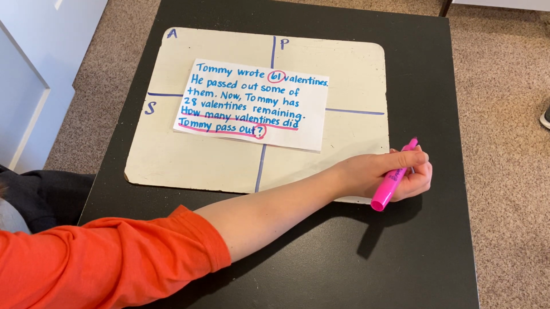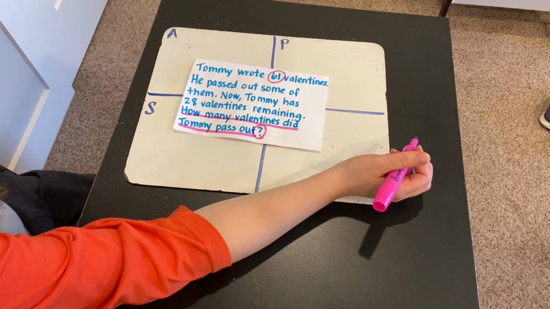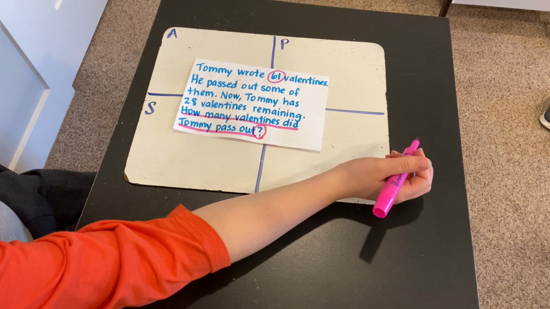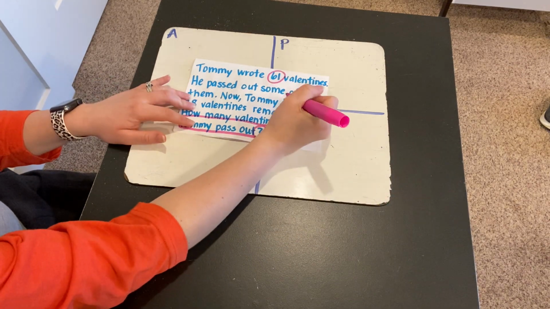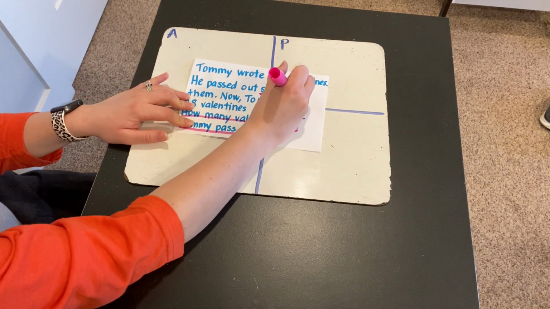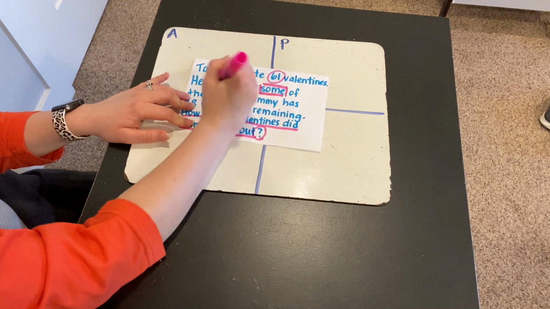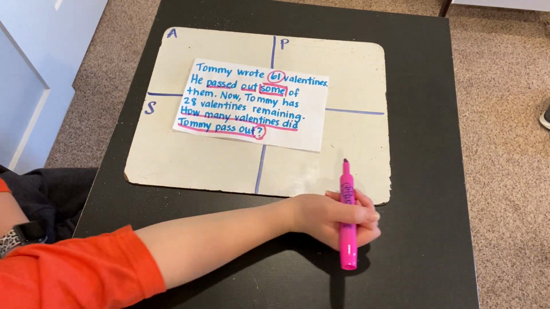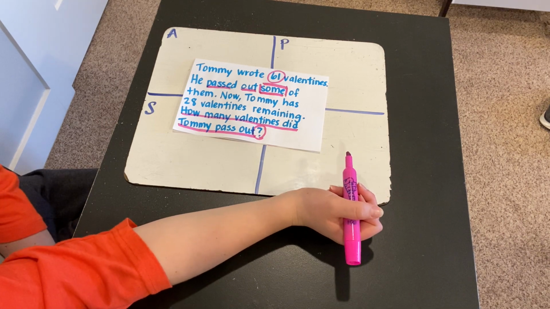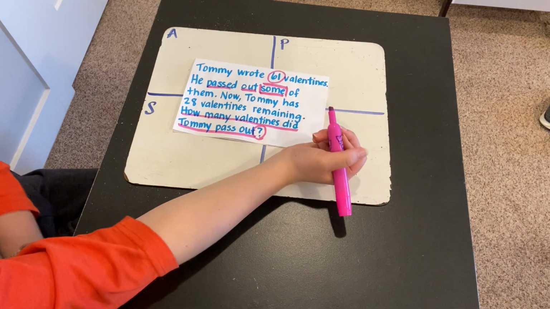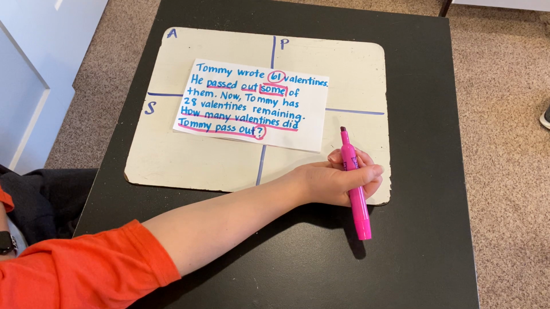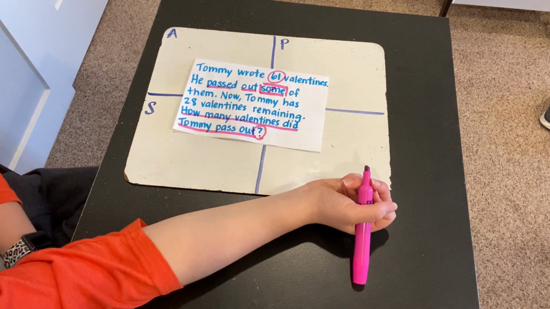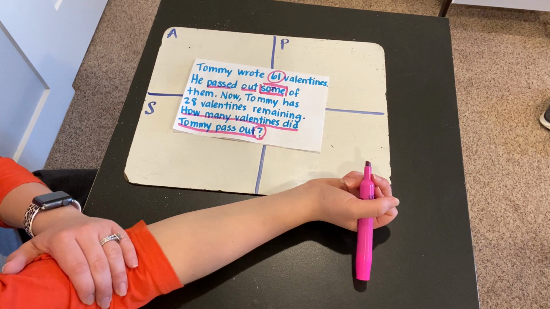Here's the next sentence. He passed out some of them. What is important there? He passed out some. And the words passed out are important too, because remember the question's asking us how many he passed out. Some is important because we know that he passed out some, but we don't know how many. So some is kind of like a question word. We're not exactly sure how many, we just know he did some.